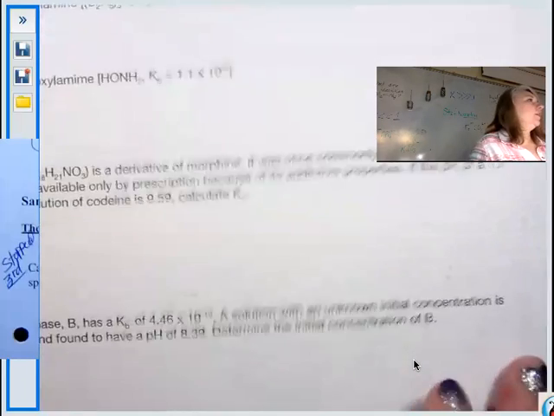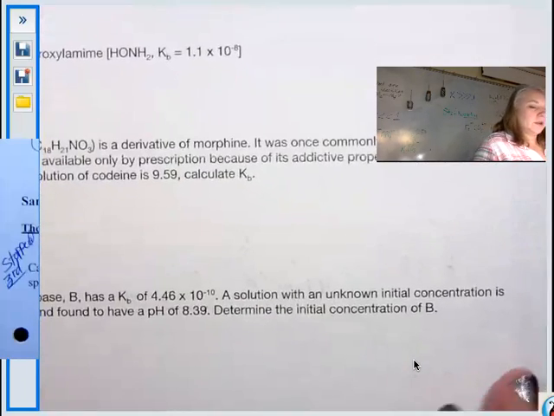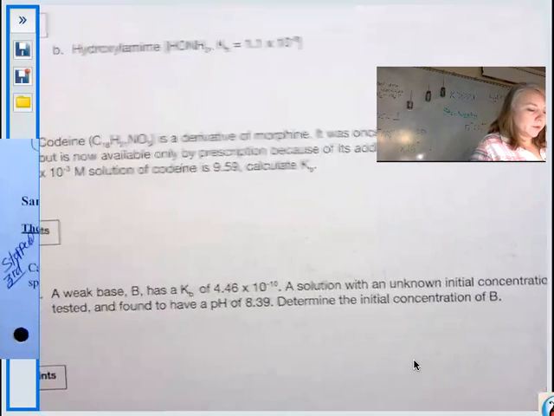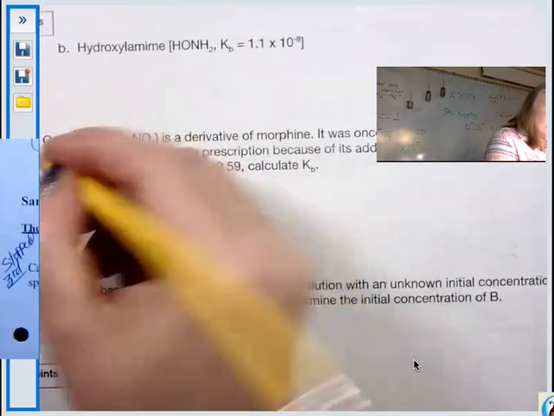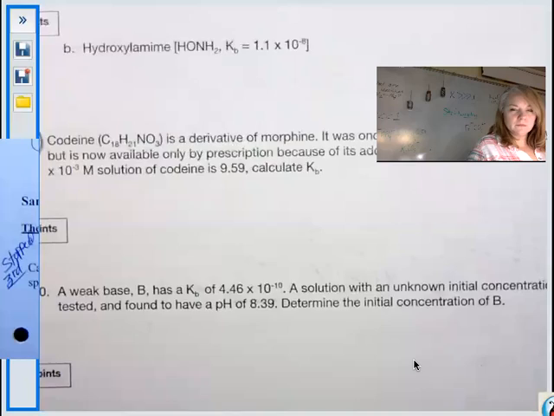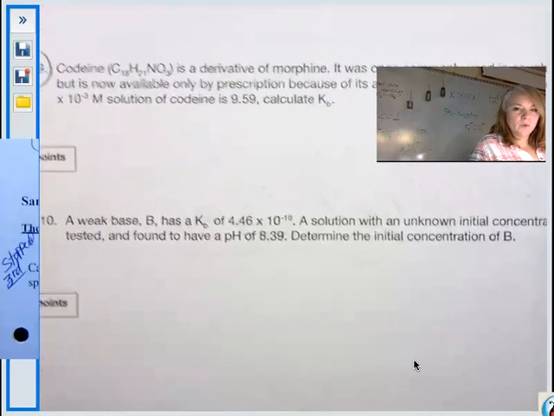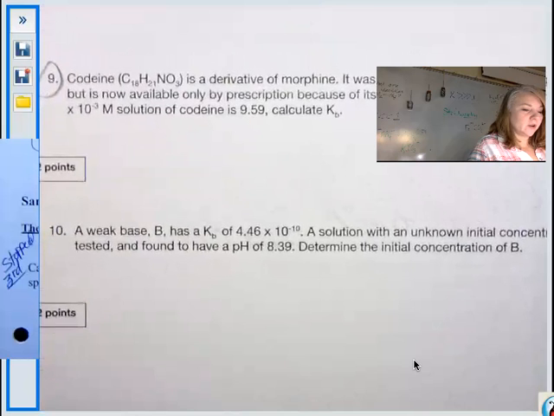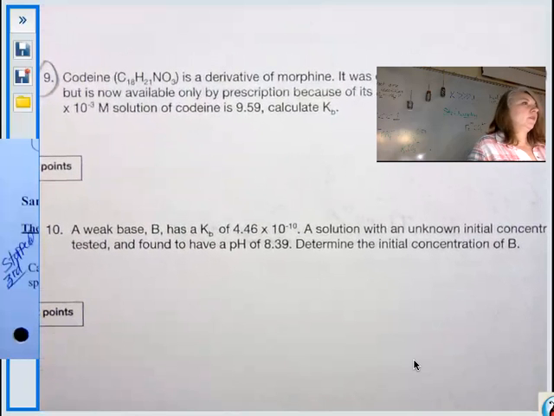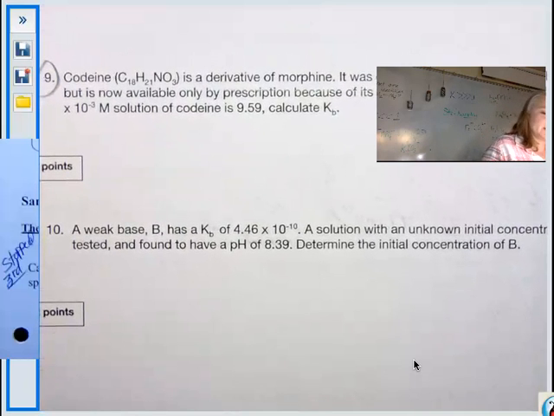Okay, now I heard the gentlemen over here, Sawyer and Wyatt, y'all said what? Number 9. Let's look at number 9. All right, so codeine is a derivative of morphine. That's interesting. Did you know your cough medicine was a derivative of morphine? That's what's in cough medicine.